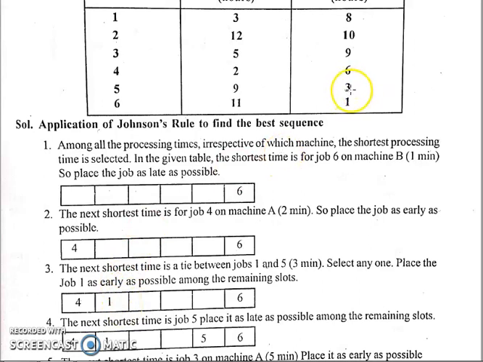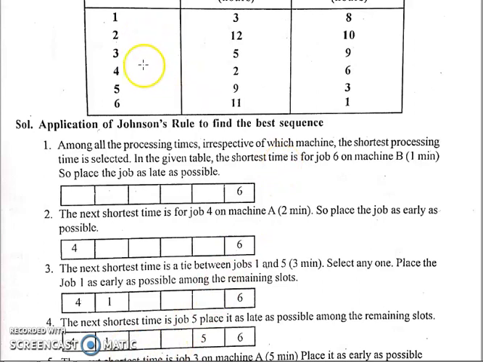Then the next minimum is 3. That is on machine B. This is machine B, no? So take this 5 on the right hand side. See, after 6, right hand side is 5. Clear? Then only remaining is 2 and 3, no?